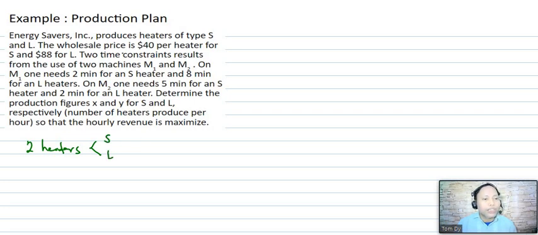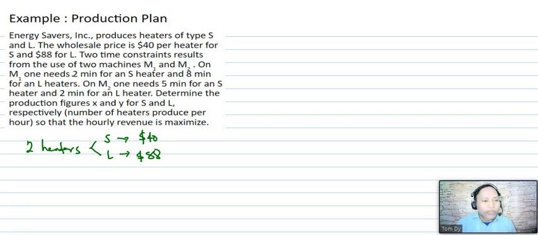The wholesale price is $40 per heater for S and $88 for L. So for S, we have here $40 and then $88 for L. So this is the price of each heater.